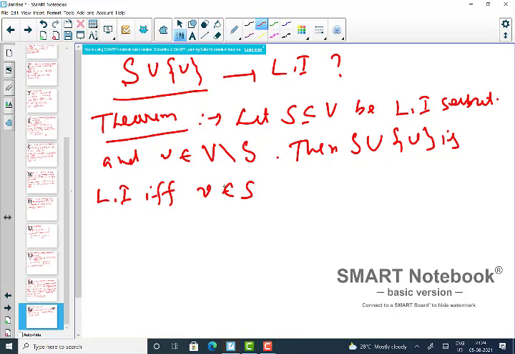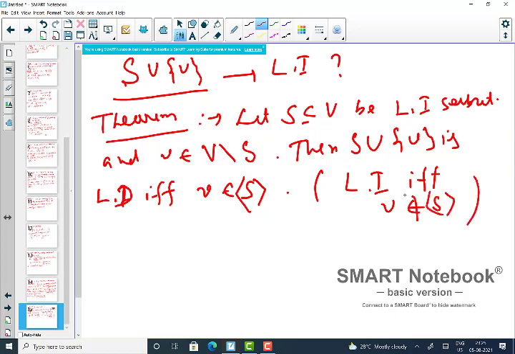Also the same. So let me first write down dependent. Then this is if and only if. One if and only if means that it is linearly dependent for some condition; if the condition is not true, then it is linearly independent, right? Linearly dependent if and only if this v belongs to the span of S, and hence you can say that linearly independent if and only if v does not belong to the span of S. Both are equivalent conditions.